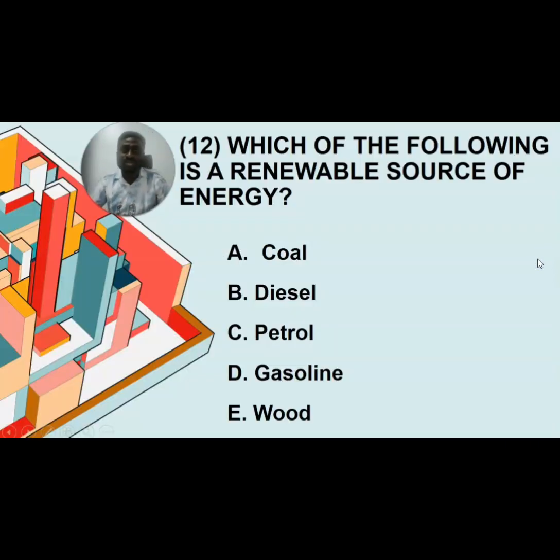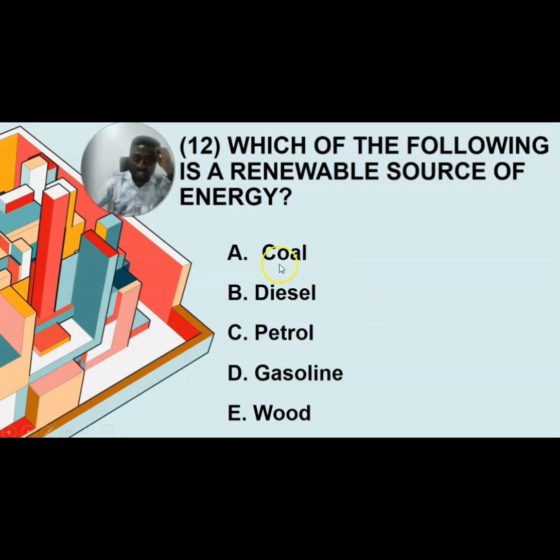Okay, moving on. Number 12 says, which of the following is a renewable source of energy? A. We have coal, B. Diesel, C. Petrol, D. Gasoline, E. Wood. I know the answer is staring right at you. So put down the answer in your biology note and let's talk about the answers together and state the reason why. I'm waiting. Are you there?